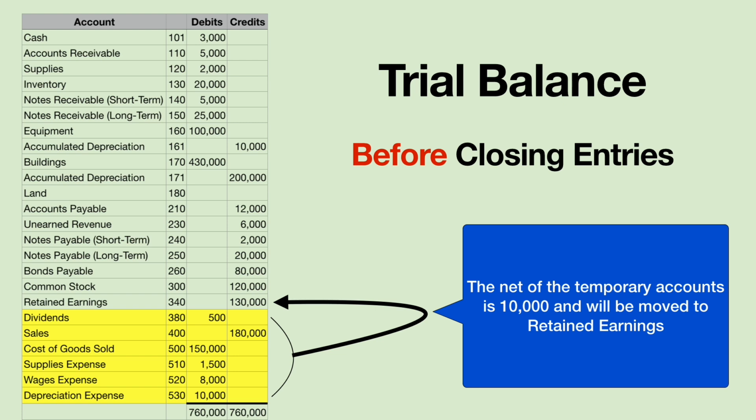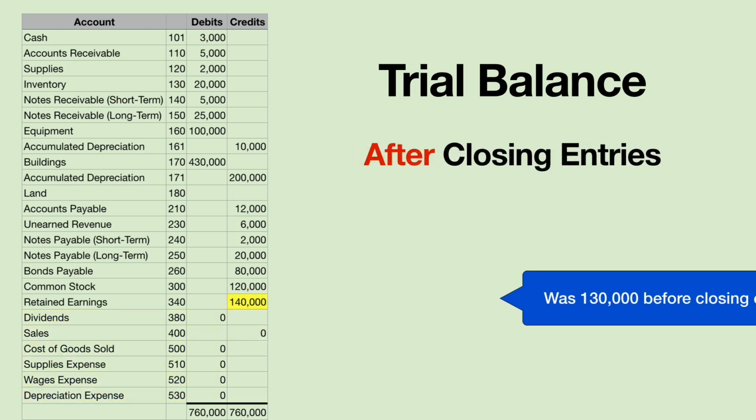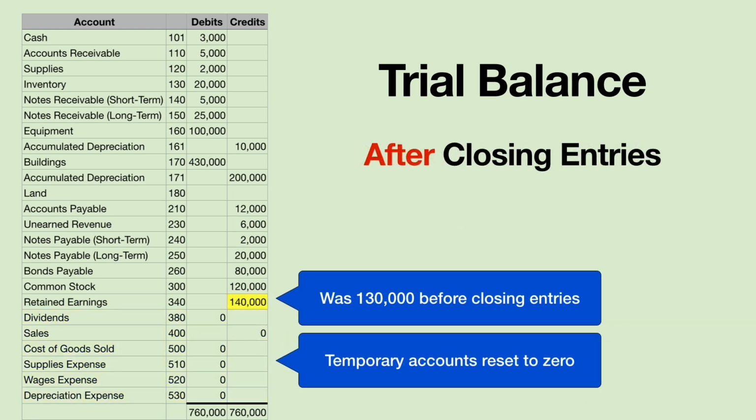Let's notice a few things. Do you see the yellow credits add up to 180? And if you added up the yellow debits there, they would add up to 170. So if you net all those yellow numbers, it would be a net credit of 10,000. So that 10,000 is going to be moved to retained earnings. And this is what a trial balance would look like after the closing entries. The temporary accounts would have zero balances, and the retained earnings account would be incremented up.